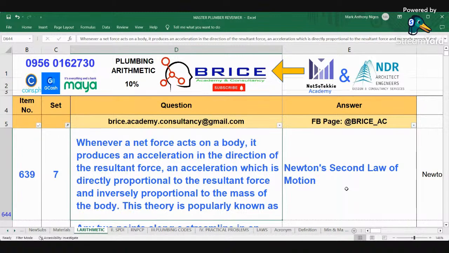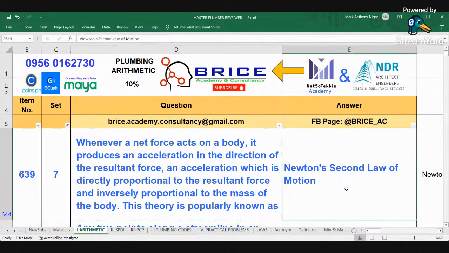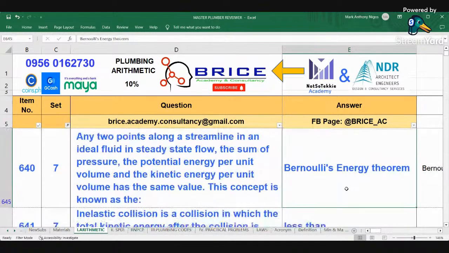Whenever a net force acts on a body, it produces an acceleration in the direction of the resultant force. An acceleration which is directly proportional to the resultant force and inversely proportional to the mass of the body. This theory is popularly known as Newton's second law of motion.